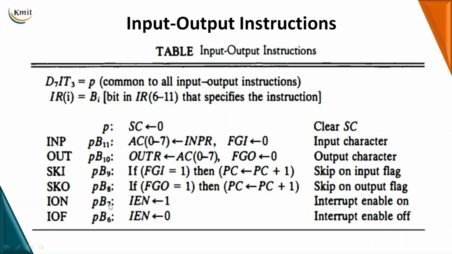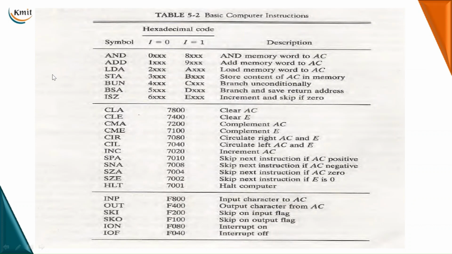Next are the instructions with respect to interrupts, I-on and I-off. In the case of I-on, the interrupt enable is set to 1, which means that the computer or the CPU is ready to take interrupts from external devices. In the case of I-off, the interrupt enable is cleared to 0, which means the CPU is not ready to receive any interrupts from external devices. So this is the set of input output instructions, which are a part of the computer instructions.